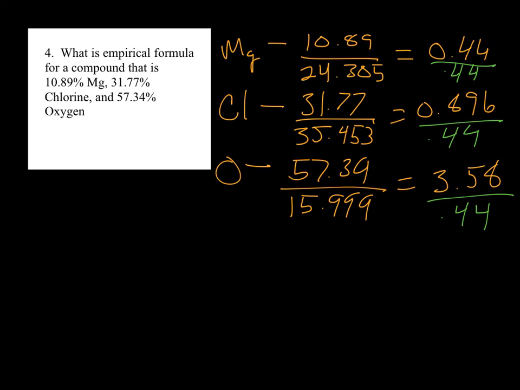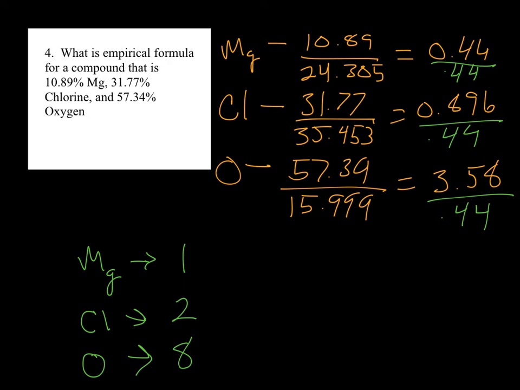And of course, 0.44 divided by 0.44 gives you magnesium down here of 1, and then chlorine is going to be 0.896 divided by 0.44, which gives you 2.03, which you can just round to 2 because it's close enough to a whole number, and since we rounded things off earlier, that's fine. And then oxygen, we have 3.58 divided by 0.44, and that gives us an answer of 8.1, which can round to just 8. So we don't have to multiply by anything because they're all whole numbers.